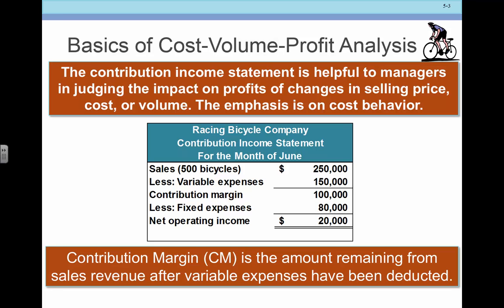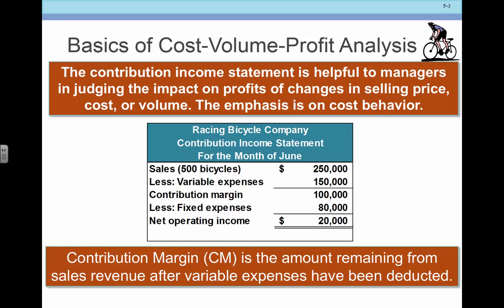So why is this number, contribution margin, so important again? Why do I care so much about that? It's how much you sell that contributes to your expenses. It's how much I have left to cover these fixed expenses, which don't go away no matter how much or how little I sell. And after I cover them, hopefully I've got some net operating income.